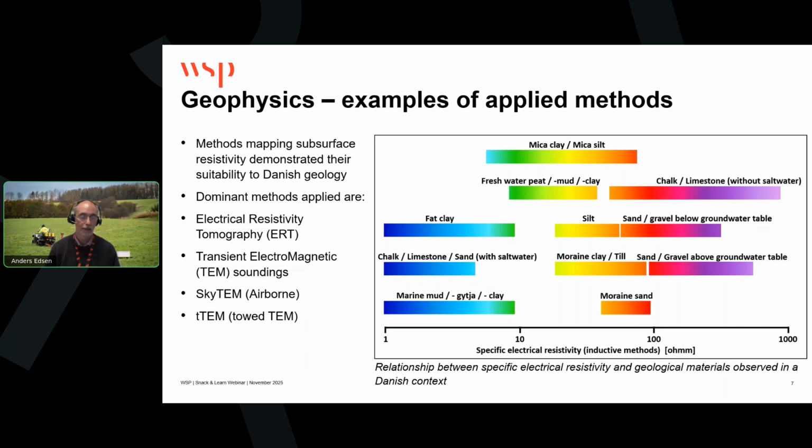In the middle, you see those intermediate resistivities representing moraine clays or silt sediments. And to the right, you see the high resistivities in the red and purple colors representing sand and gravel sediments, and also chalk and limestone, which in the Danish context often represent the groundwater aquifers that we have.